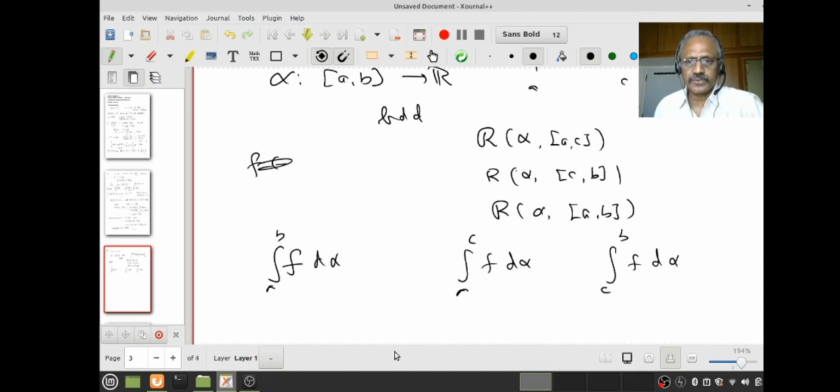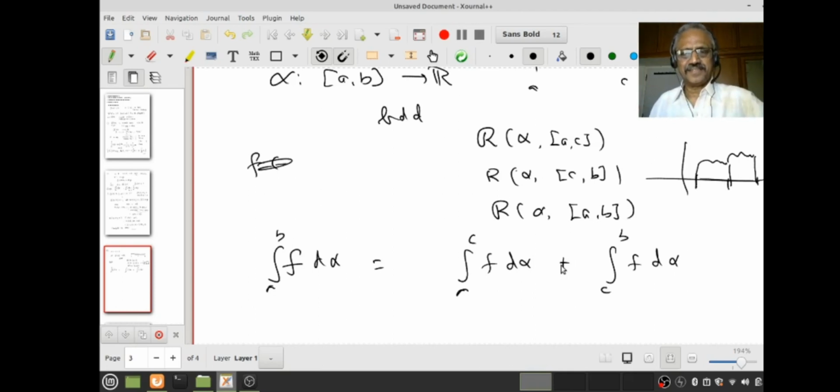What do you expect should happen? Think again in terms of geometry. Okay, I have A, B, and this is C. I am looking at this area and this area and this total area. What do you think should happen? Yeah, they should add up, right? So I should expect this to happen.